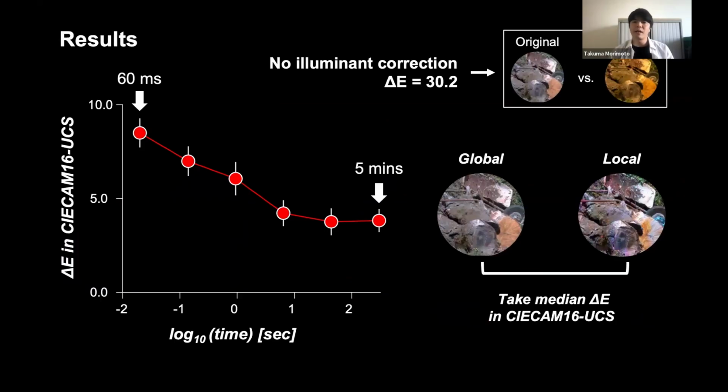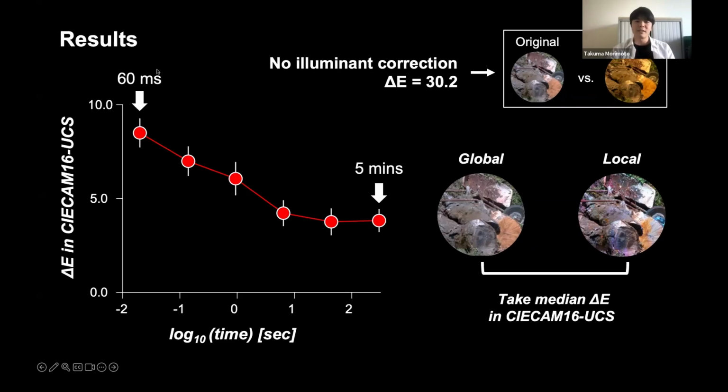This is averaged across all observers and across 7 scenes. I'm showing the delta E value over time, and this is the end of the measurement, 5 minutes. I want to say first, the illumination change of 4000 Kelvin is a massive illuminant change. If you don't do any illuminant correction and just take the delta E value between these two, this value is around 30.